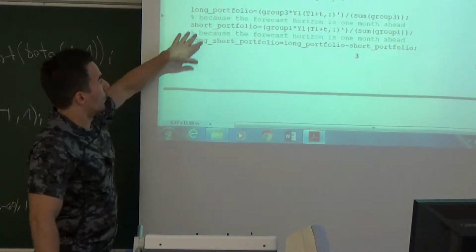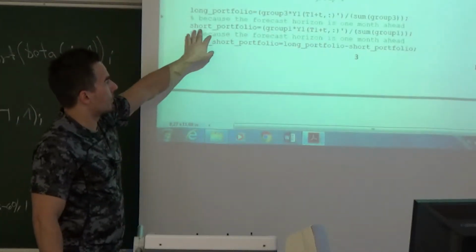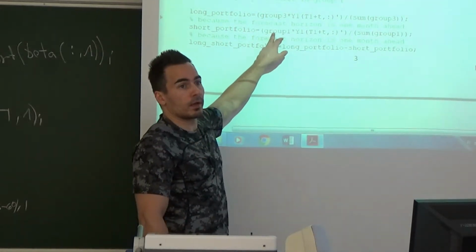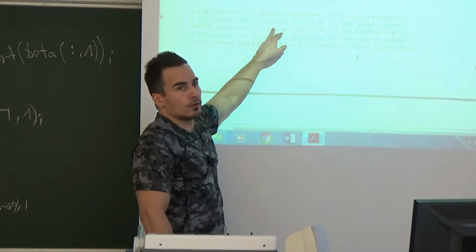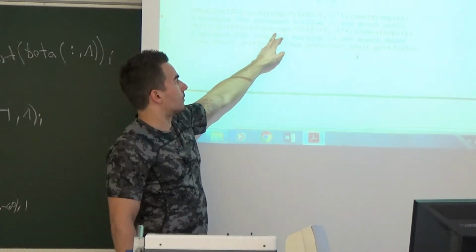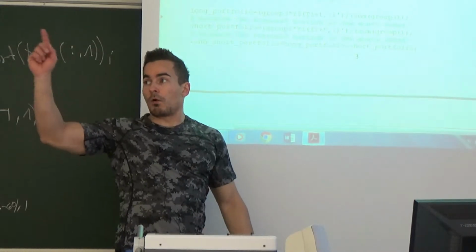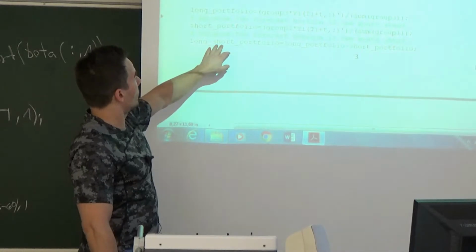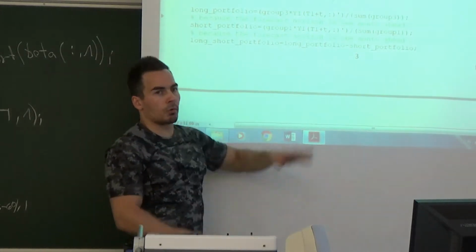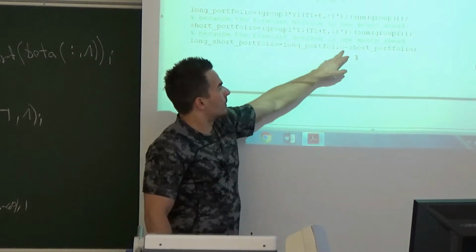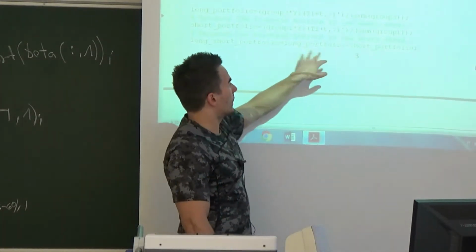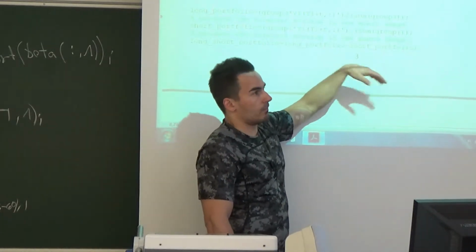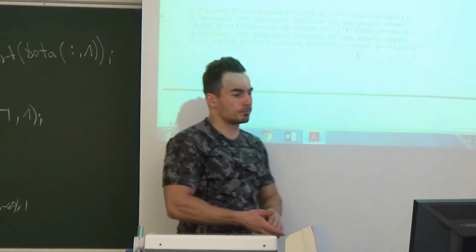So this is the long portfolio. Then the short portfolio, short underscore portfolio, does the same thing, but for group 1. And in group 1, we know we have stored the locations of the stocks that have the lowest alphas, conditional on the first time window. So then long underscore short underscore portfolio, our long-short strategy, is obviously the long portfolio minus the short portfolio, which is the average excess return of the long portfolio minus the average excess return of the short portfolio.